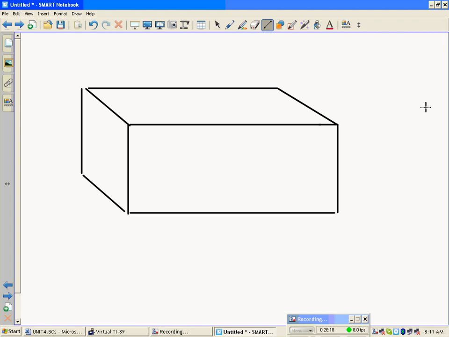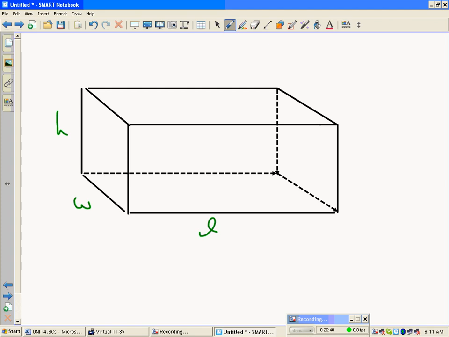All right, so it's a box, right? Ignore the arrows. So this is a box. It has a length and a width and a height, right? So the length, the width, and the height.